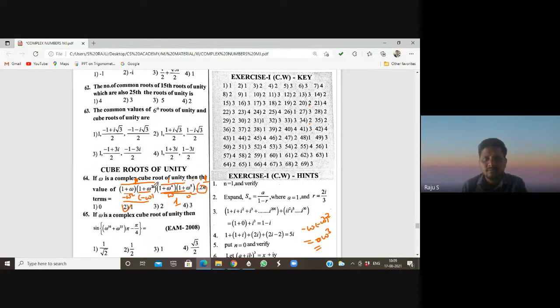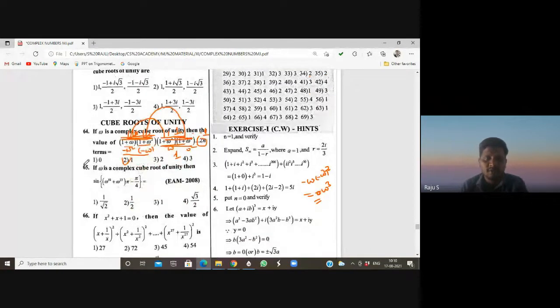Is it clear, students? It will be repeated n times. 1 plus omega square will be 1. In the same way, 1 plus omega power 4 is nothing but 1 plus omega. 1 plus omega power 8 is nothing but 1 plus omega square. Nothing but the product of the next two terms is also 1. Like that, the answer will be 1.